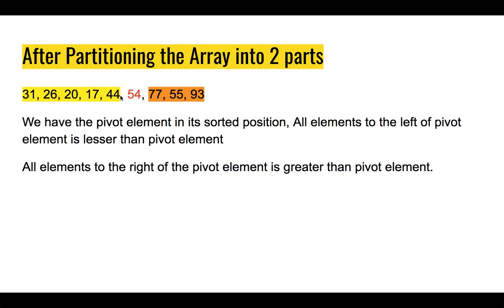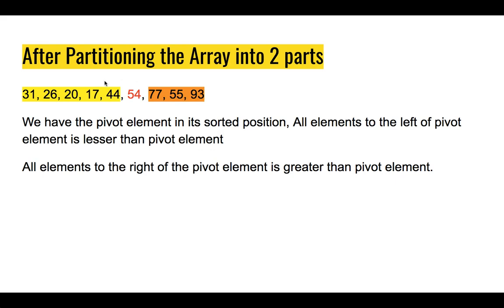Now after this swapping, this process is called partitioning, where 54 got its position in the final sorted array. You can see all the elements to the left of 54 are lesser than the pivot element, and 54 being the pivot element, all the elements to the right side of it are greater than it.